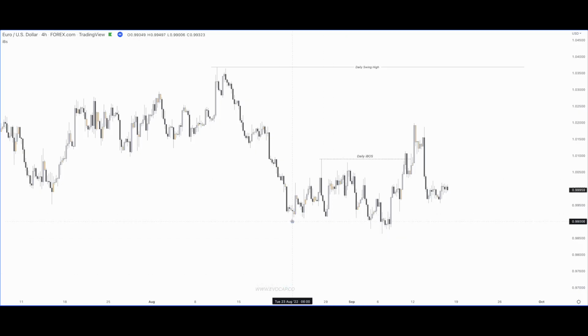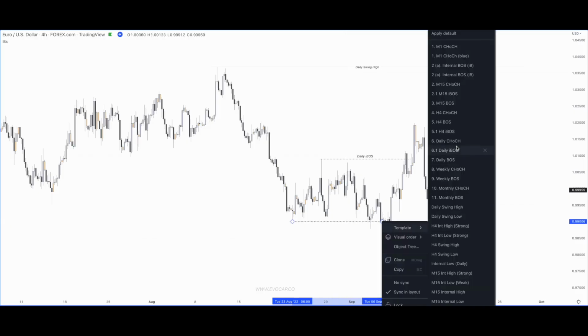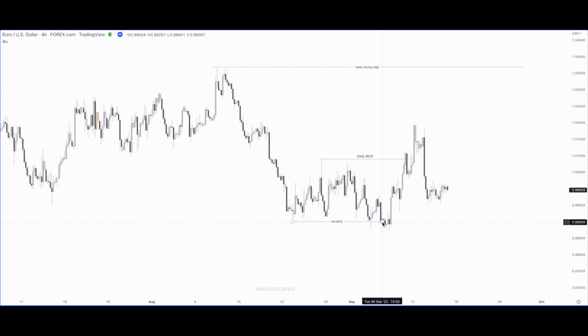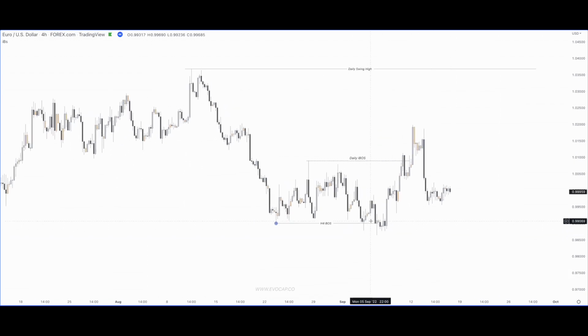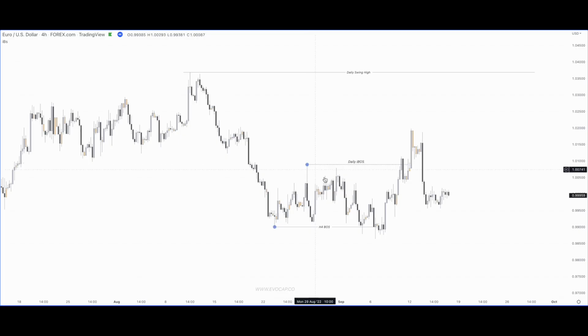And as you can see, we get a 4 hour break of swing structure just here, okay? Which means that we then look back and we find the highest point that led to the break, which of course is this high there. So that's our 4 hour strong swing high.